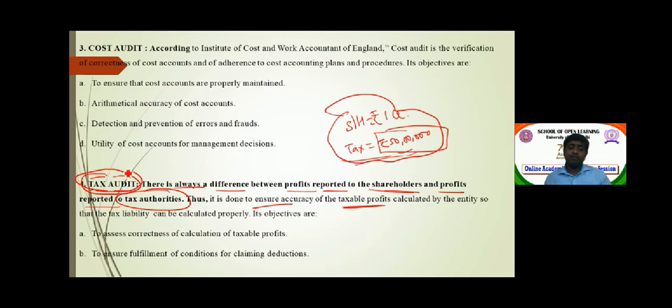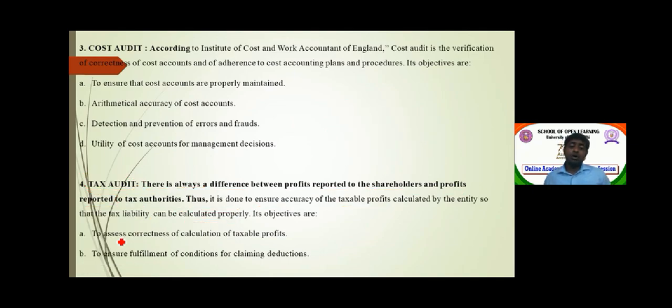So the very basic purpose of this tax audit is to ensure that the tax liability of the company that we are going to compute or calculate must be calculated properly, and there should not be any sort of deviation with respect to the actual amount of profit that the company has earned and the book profit that the company is showing or reporting to the tax authorities.